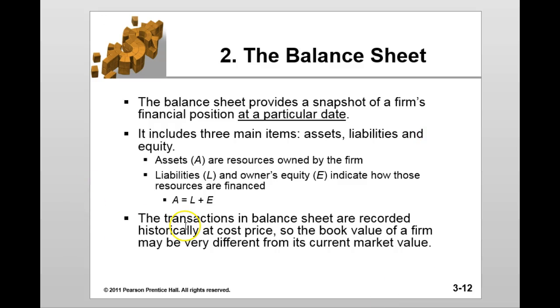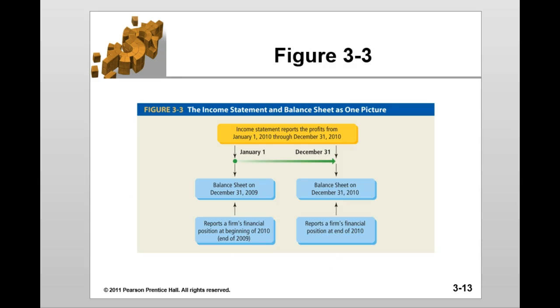So we take the transactions in the balance sheet and record everything at historic cost. So there's a book value of the firm, and that book value may be different than the current market value. So there's a transition. You have to look at both. And this is kind of how this plays out.